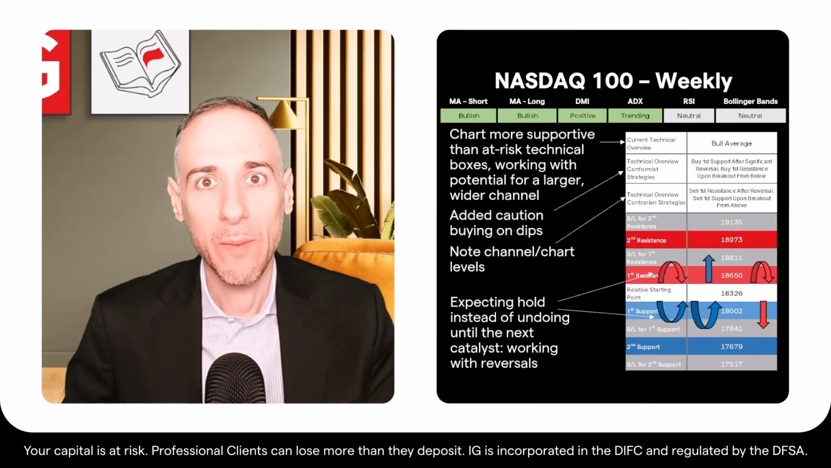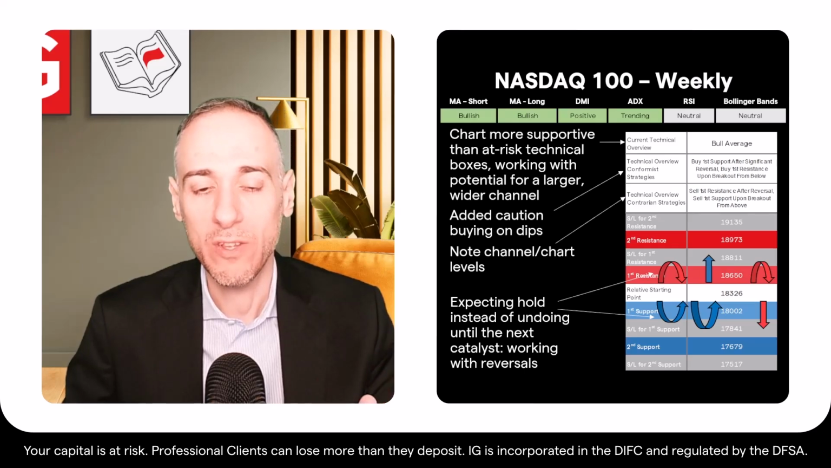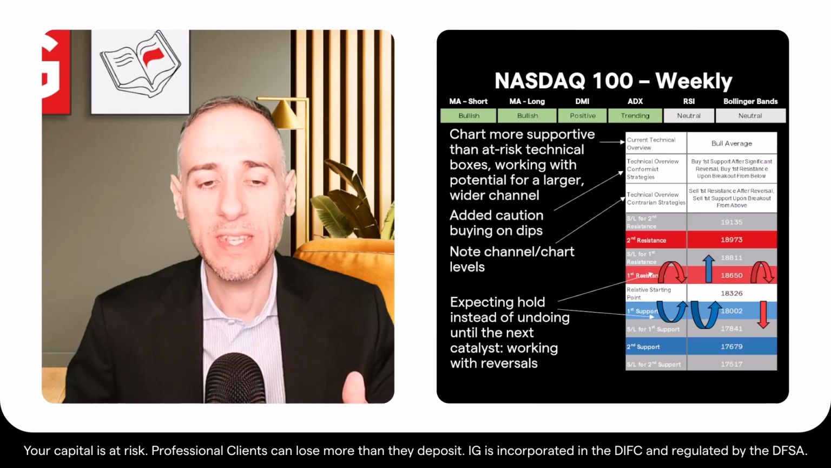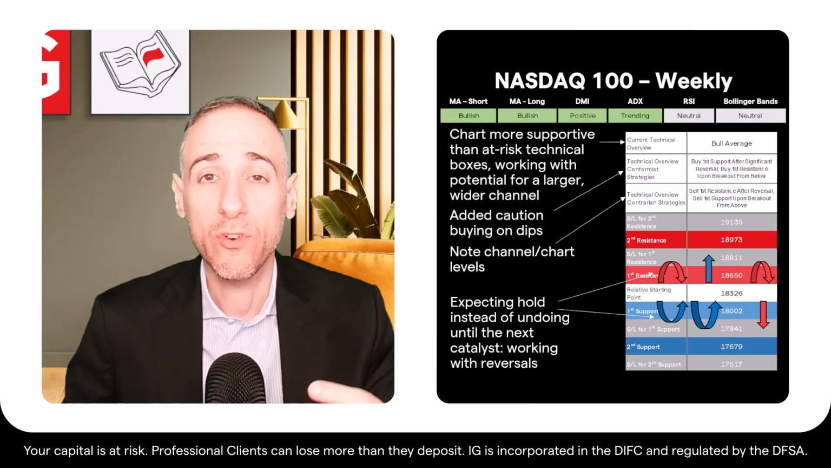But there are those in the camp that go, okay, I kind of expect things to hold at these levels. We'll talk a little bit about it when we get to fundamental considerations, but they're kind of going, okay, I expect it to hold until we get to the next catalyst, whether earnings, for example. But that means that what you're doing is working with a more consolidatory approach, where you're working with reversals off the first resistance.